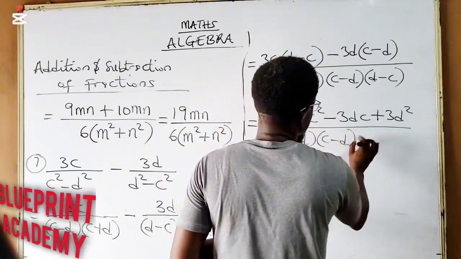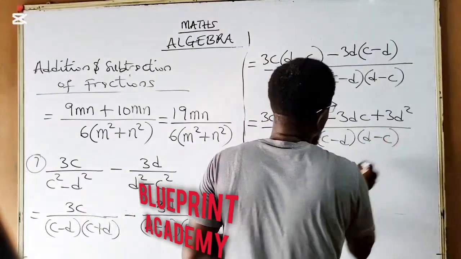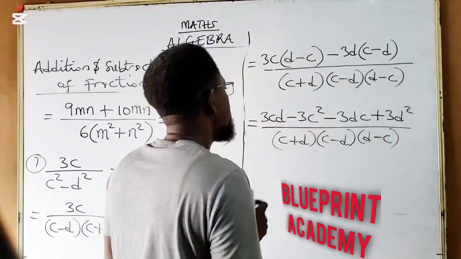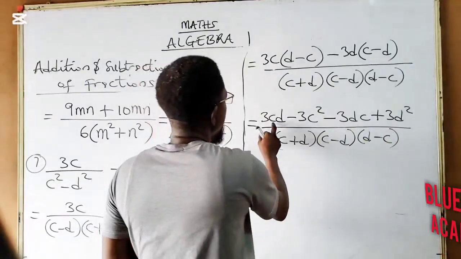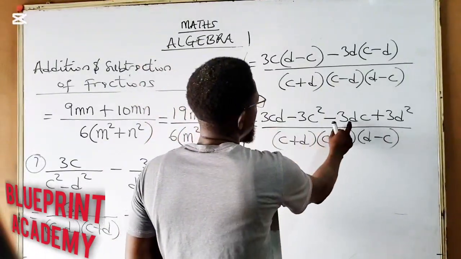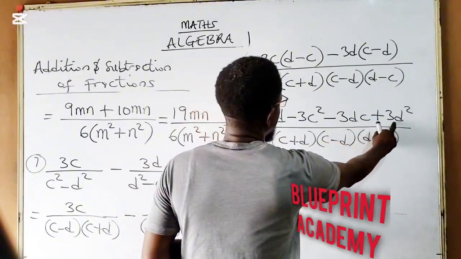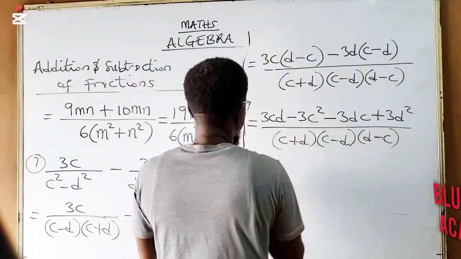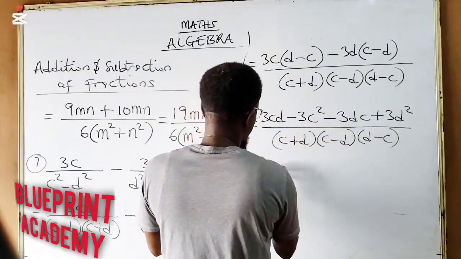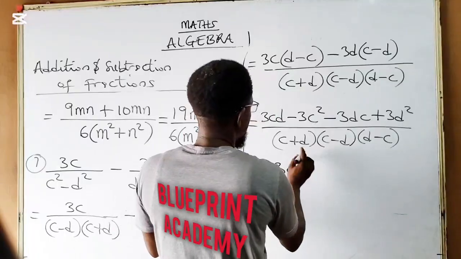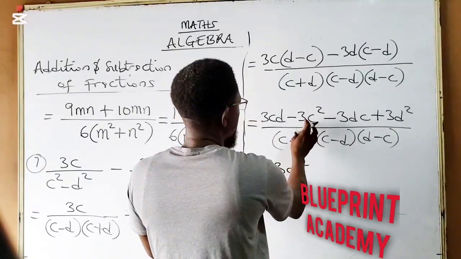C minus d. Then d minus what? C. So now let's combine that. We have 3cd minus 3cd. That we cancel out. Okay? So we have 3d squared and this one. So I have 3d squared now. 3d squared. Then we have what?